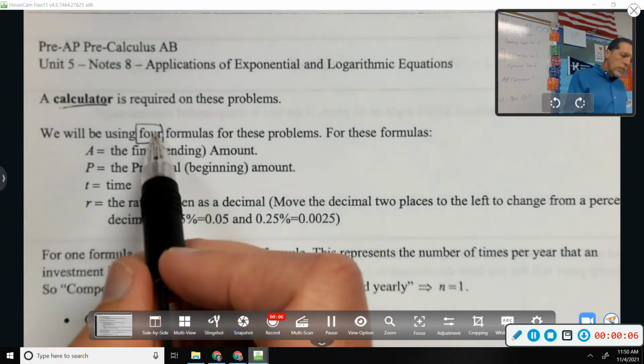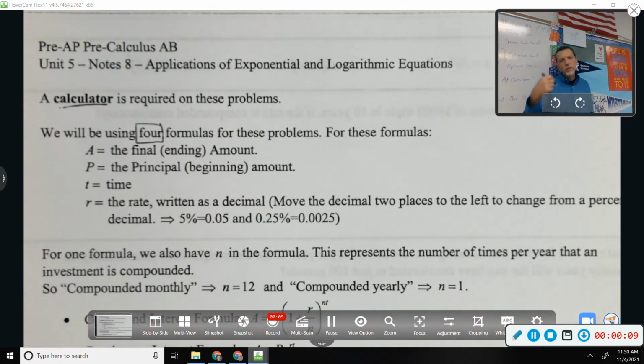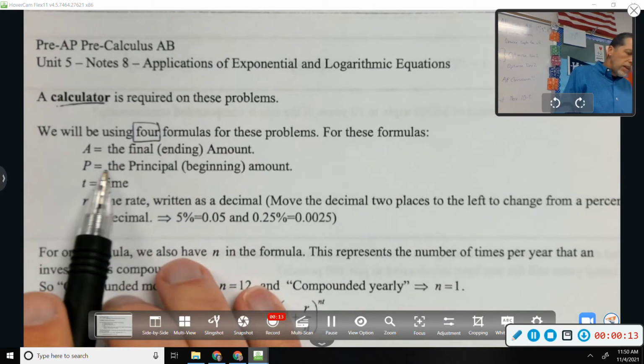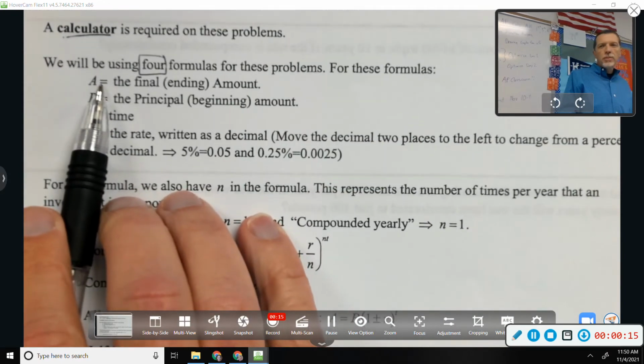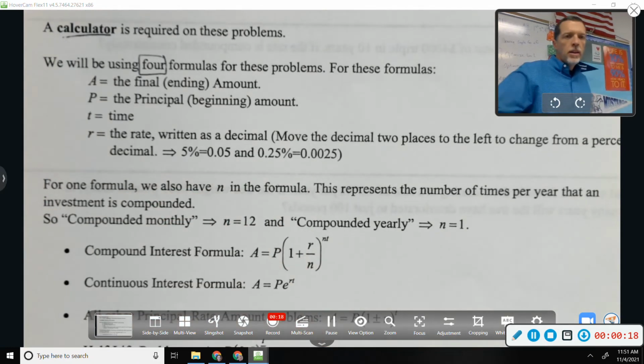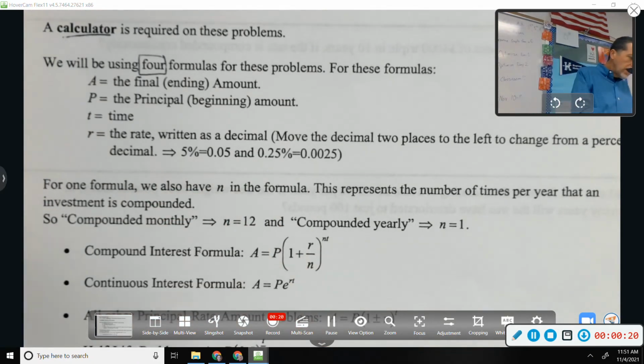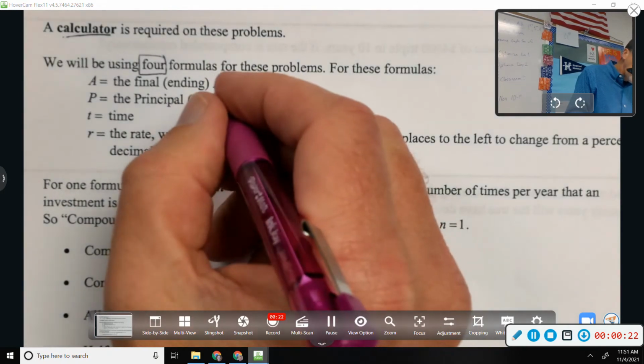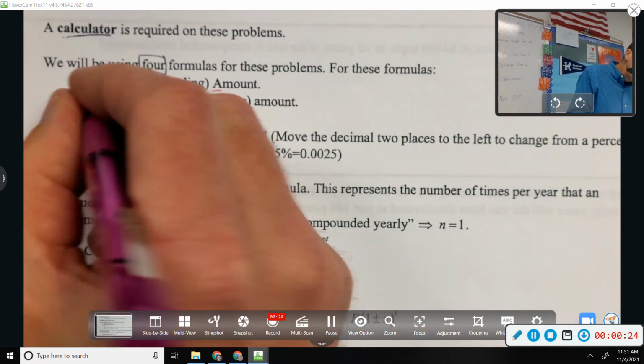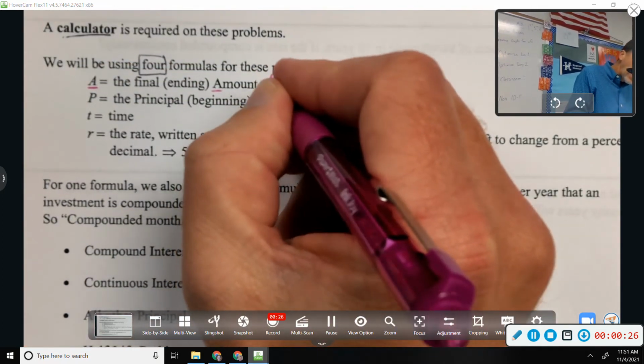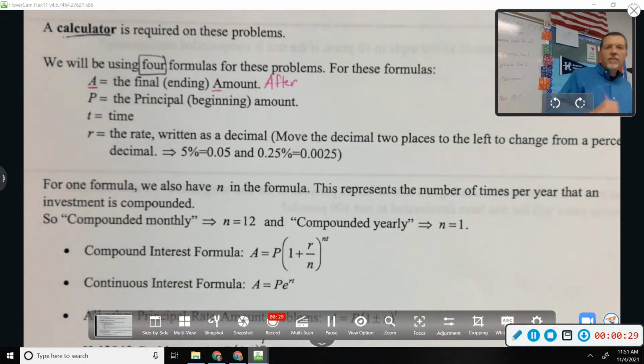So, four formulas. We'll work through them, talk about them, and then we'll do some examples. But some variables apply to all of them. A is the final amount. A for amount. But even better than thinking about A for amount, I think of A as the after. A is the after amount. If you invest some money, how much do you have after so many years?